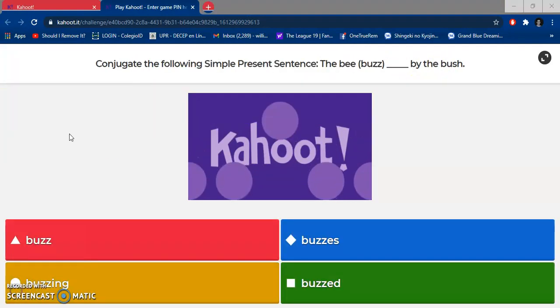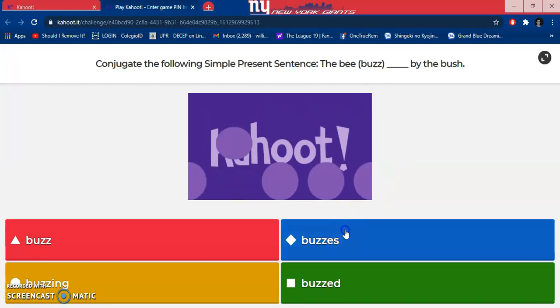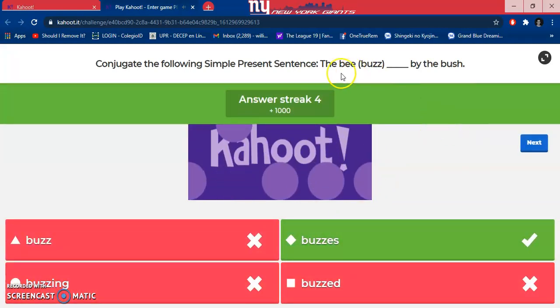For the next question, it asks you to conjugate the following simple present sentence. So ahora vamos a conjugar verbos. So it says there, the bee, blank by the bush. Ten en consideración that this sentence, the bee, esto es un it. Esto es un it. So esto es tercera persona singular. This is third person singular because of the subject, bee, es un it. So lo conjugamos en plural. We're going to conjugate this verb in plural. And since it ends with Z, como termina con Z, añadimos ES. And the correct answer is buzzes. And as you can see, it follows the formula. Tenemos nuestro sujeto, verb conjugated, and then the rest of the sentence.